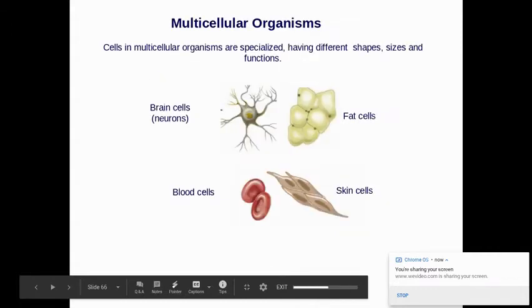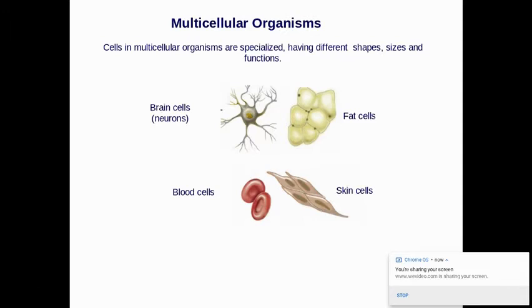So we are multicellular organisms, as you know, meaning we're made of many cells. So we either have multicellular organisms or unicellular organisms. A unicellular organism would be something like a bacteria, or some protists are unicellular. But when we talk about plants and animals and humans, we're talking about multicellular organisms.